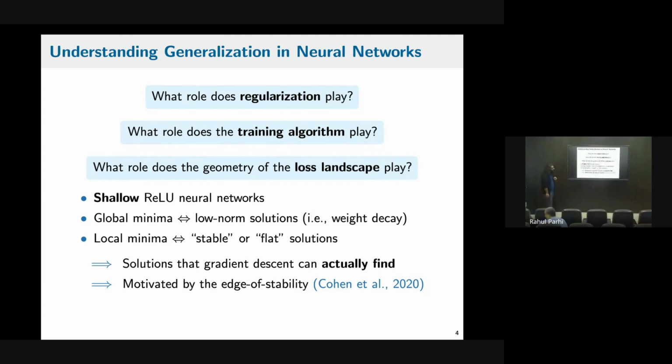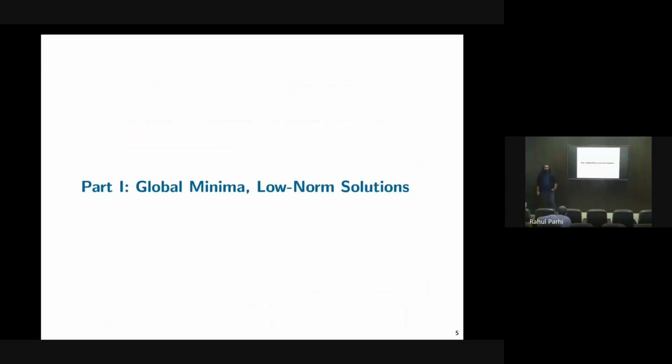And then the second sort of case study we'll look at are local minima, in particular those that if you look at the loss landscape, they're flat in the sense that these are large basins. And in particular, the second case study is motivated by a lot of recent empirical work and some theoretical work about the minima that gradient descent can actually find when you're training. And there's some interesting work called the edge of stability, which I'll talk about later, that really makes this precise in some sense. So part one of the talk will be about low norm minima, and then part two will be about flat minima. Okay, so part one.